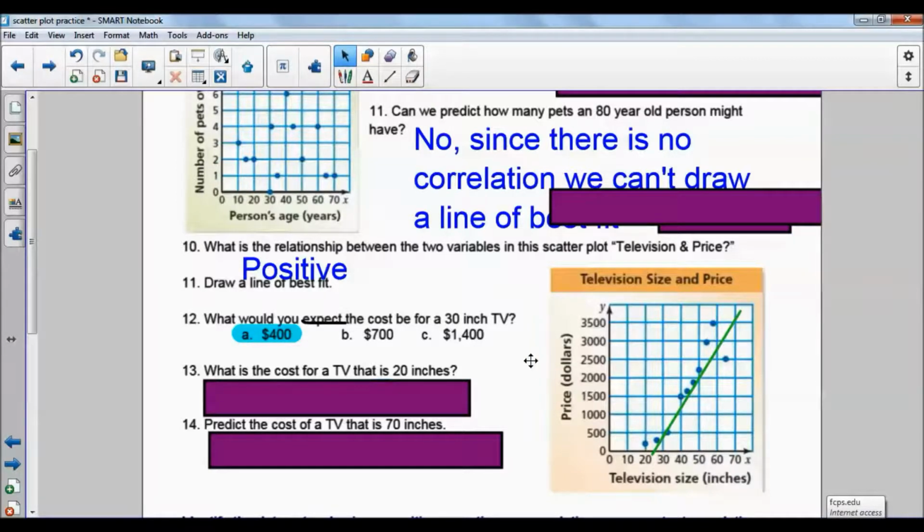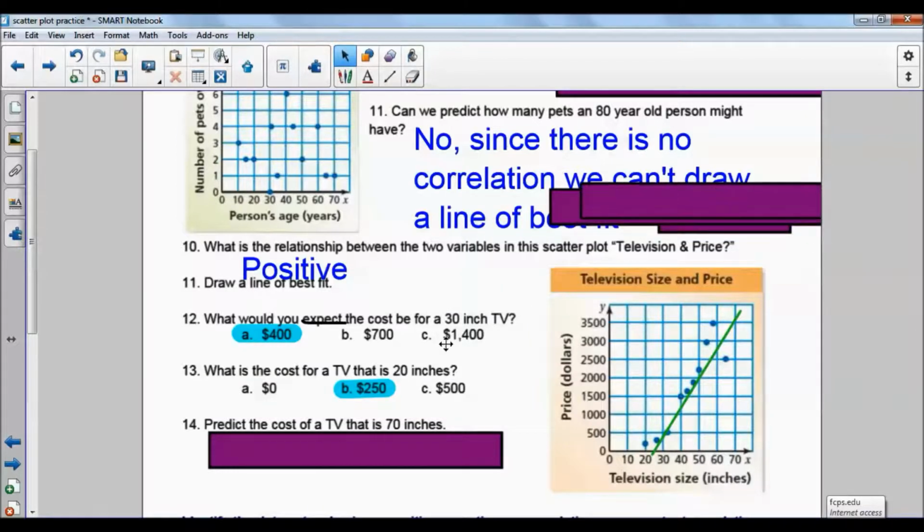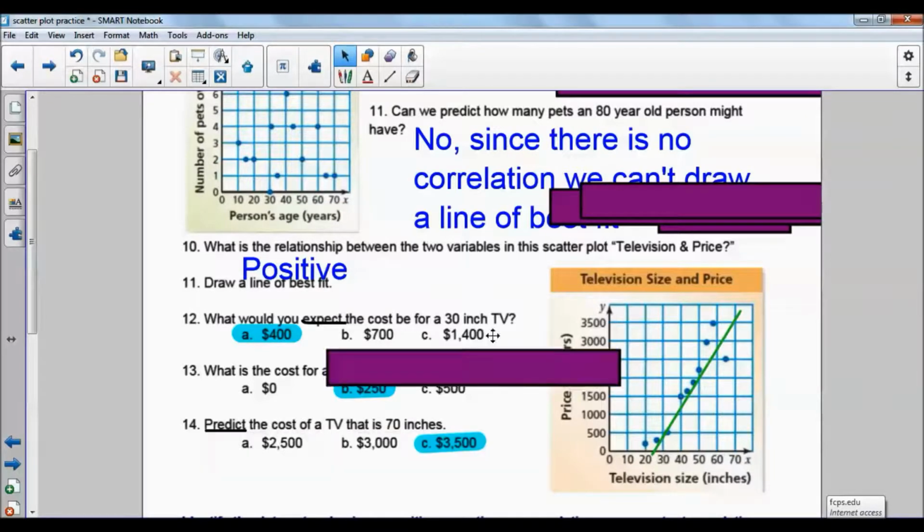What is the cost for a TV that is 20 inches? This isn't asking us to predict or what we expect, so it's exactly from the data. So 20 inches, it's a little bit in between 0 and 500, so we're going to say it's $250. Again, we're going to predict for this next one, predict the cost for the TV that's 70 inches. So if we look at our data over here, 70 inches, if we come up to our line of best fit, it is going to be about $3,500.